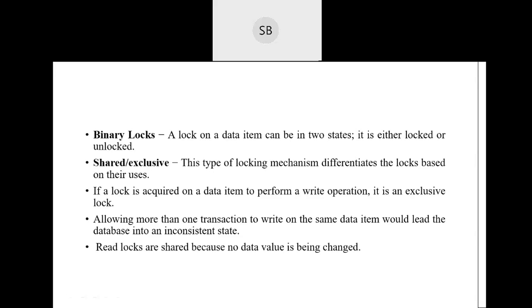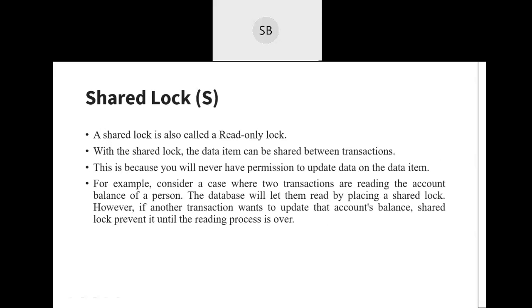I know it may not be clear now, but when we explain these things in detail, it will be more clear. Now you see the shared lock. When we represent a shared lock in the schedule, we represent it using the alphabet S.